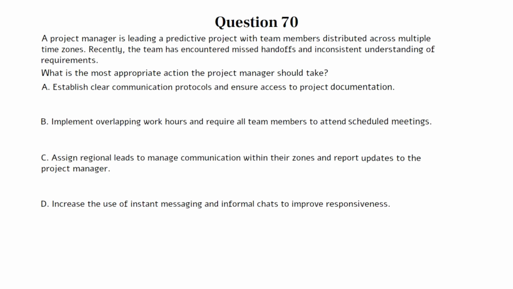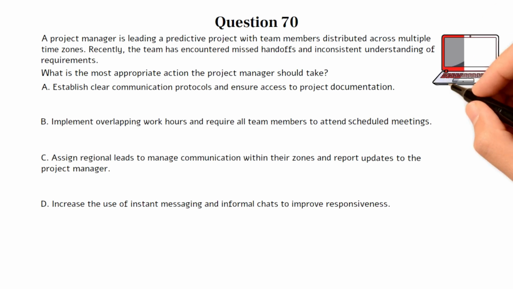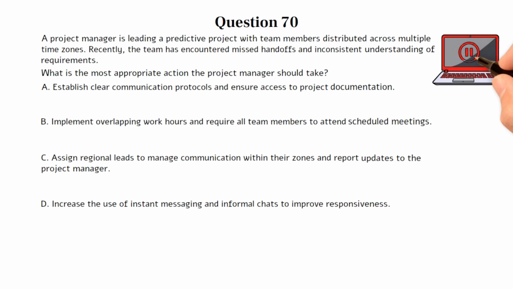A. Establish clear communication protocols and ensure access to project documentation. B. Implement overlapping work hours and require all team members to attend scheduled meetings. C. Assign regional leads to manage communication within their zones and report updates to the project manager. D. Increase the use of instant messaging and informal chats to improve responsiveness. You can pause the video here if you need more time to work on the question. The correct answer is A.